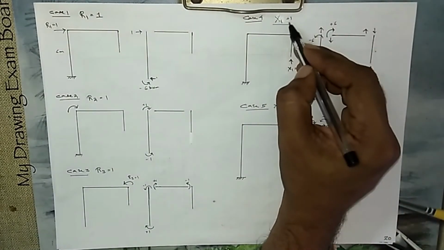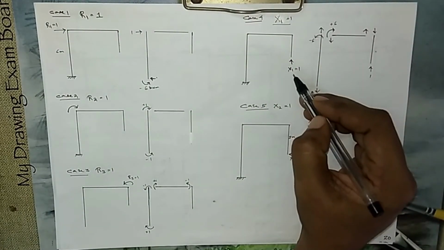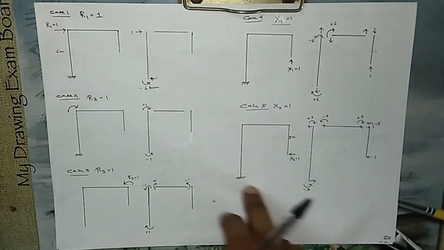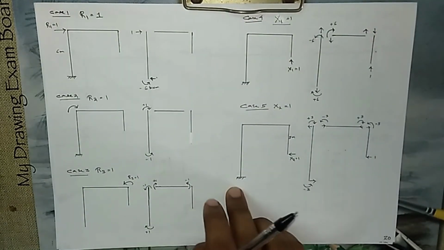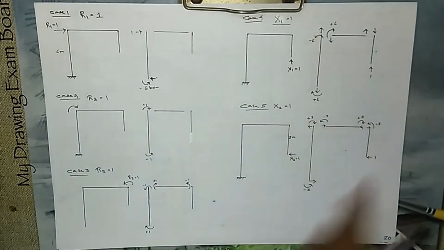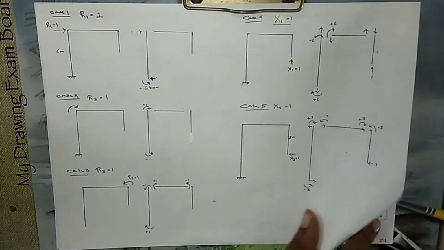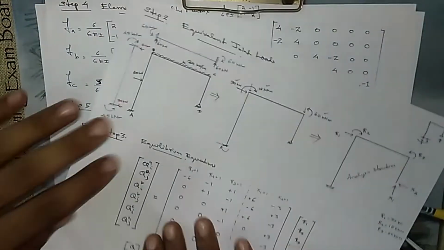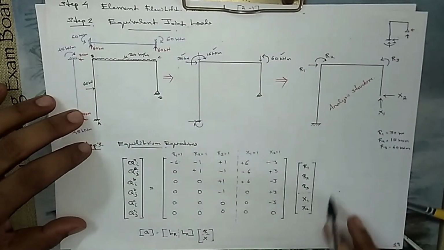Now, case 4 is x1 equal to 1. I am not going to explain this because we have already done a couple of problems to find the force transformation matrix. So finally, by doing this, I will get the equilibrium equation.